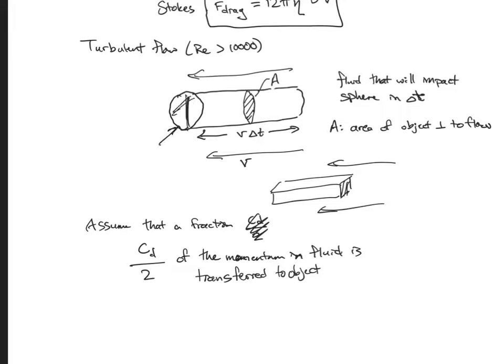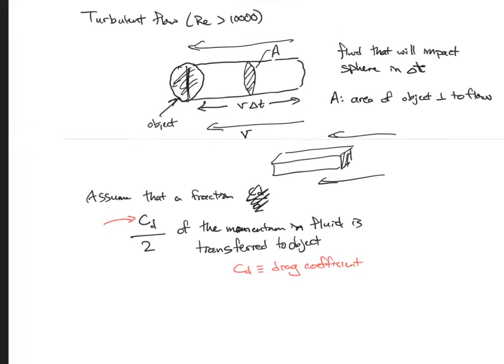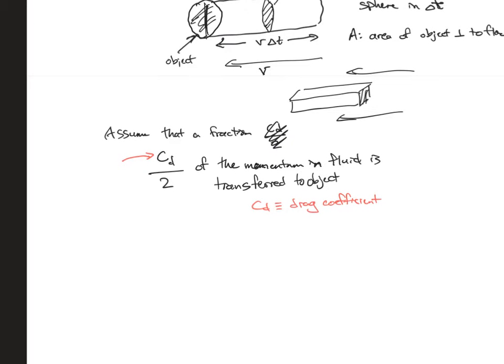So here's our object, maybe it's a sphere or something else. And we've got this volume of fluid that's moving towards it, and we're going to assume that this particular fraction, C_d over 2, where C_d is a constant, will be transferred to the object. That constant C_d is called the drag coefficient. So C_d is the drag coefficient. And that's how it's defined, through this assumption that 1/2 times C_d of the momentum in the fluid is transferred to the object. So if C_d equals 1, then half the momentum is transferred to the object.